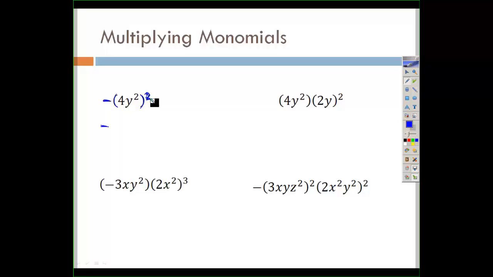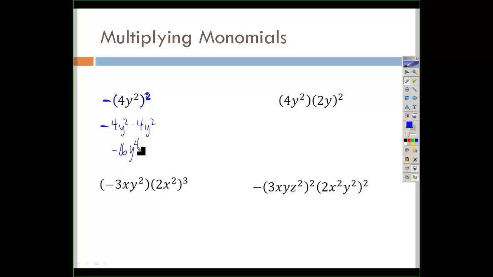So we're going to say negative 4y squared times 4y squared. The negative can just come down. The negative doesn't have a second power on it. Only the part in parentheses has a second power on it. So now we have negative 4 times 4, negative 16. Y squared times y squared is y to the 4th. And there's our final answer.